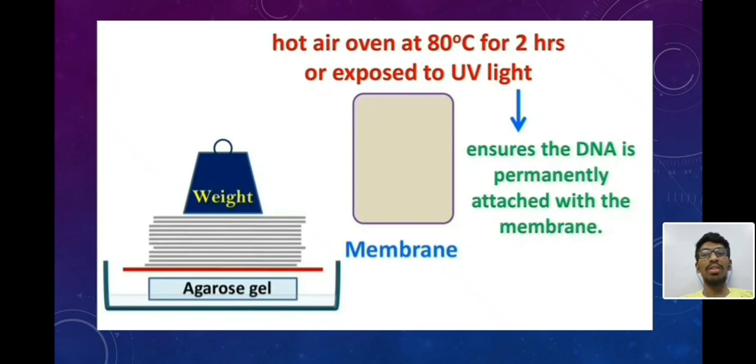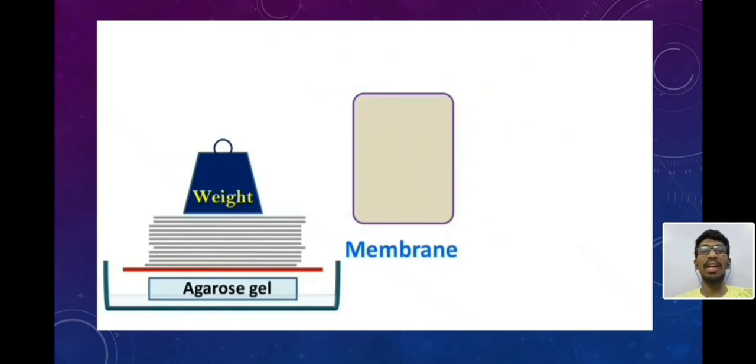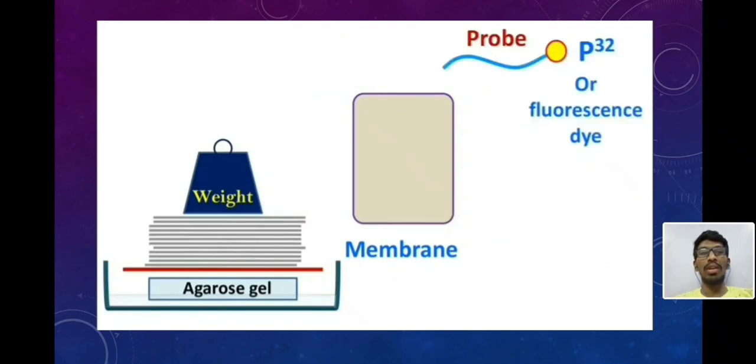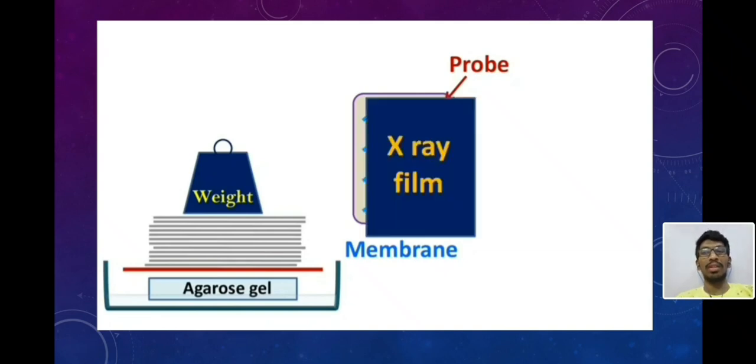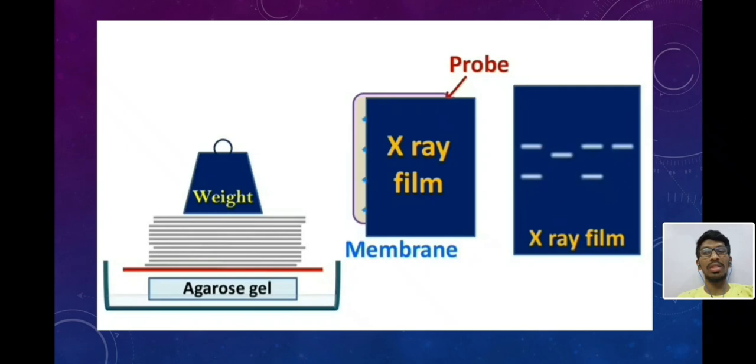The next step is detection of specific desired fragments by using probes. We are taking a hybridization solution which contains probes. The probes have a nucleotide sequence complementary to the desired DNA which is to be detected. After hybridization, the excess probe is washed out and an X-ray film is placed upon the membrane to perform autoradiography. Autoradiography shows the presence or absence of the desired DNA fragment.